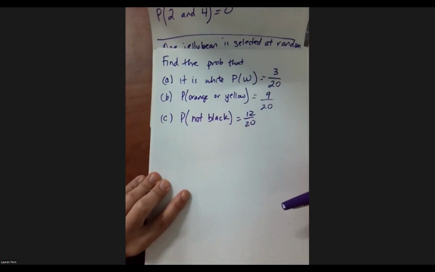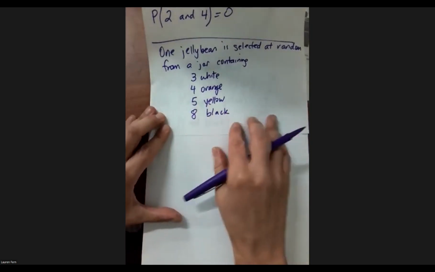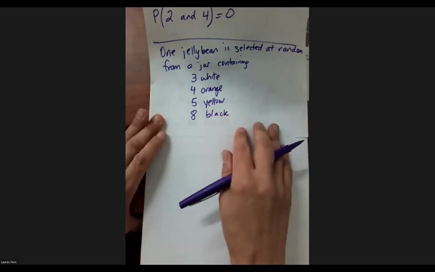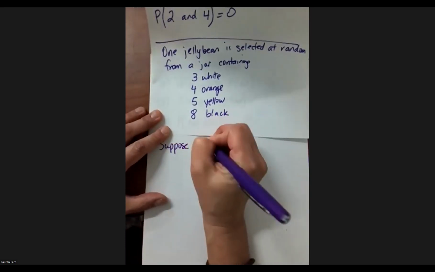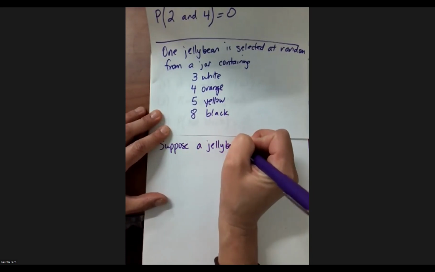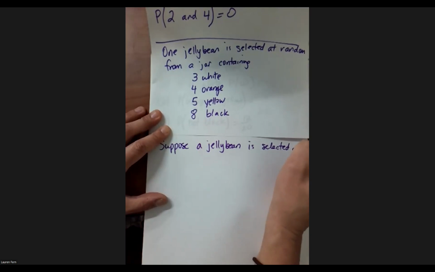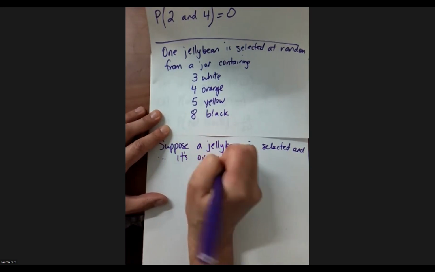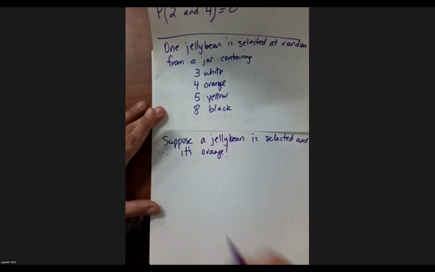I'm going to still talk about jelly beans, but I'm going to start introducing something else along with it. And we are going to get deeper here, okay? But I just really want to lay the groundwork here. So suppose a jelly bean is selected and it's orange. Hooray. Okay.